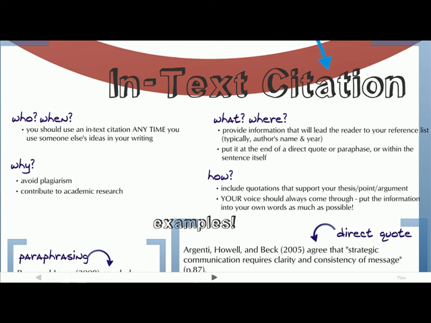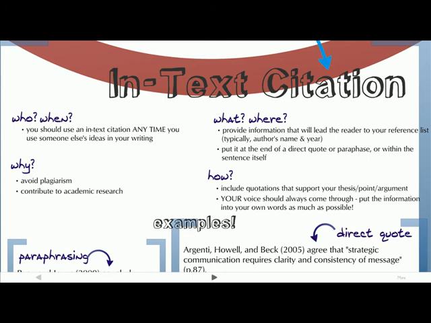With that in mind, you provide information in your in-text citation that will lead the reader to your reference list, which will in turn lead them to the original source. Typically, you'll include the author or author's last name and year. You'll put this information at the end of a direct quote or paraphrase, or incorporate it into the sentence itself.